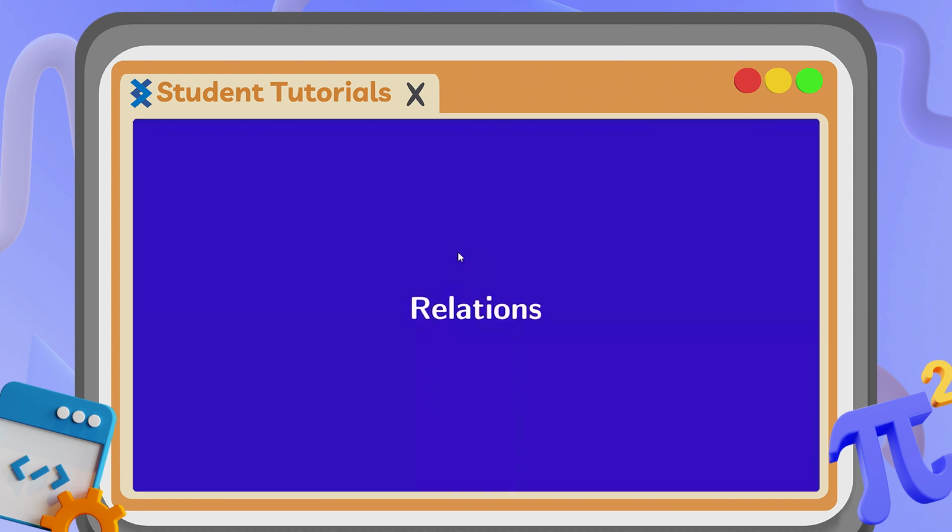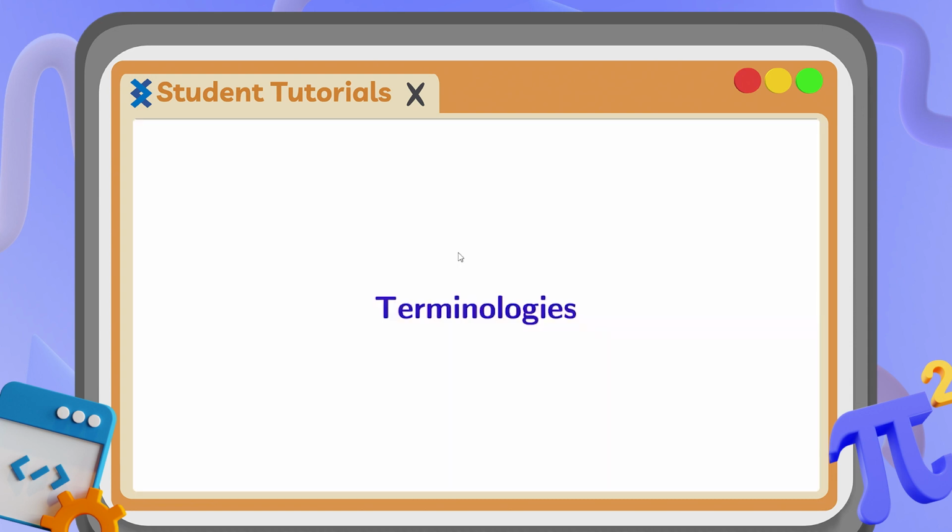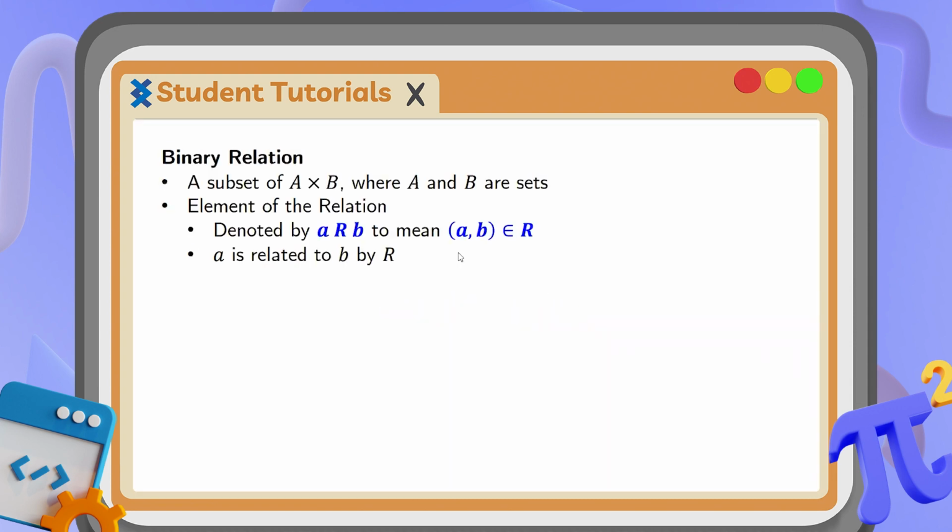Hello, this video will be about relations. So first, let's focus on the terminologies. A binary relation is a subset of A times B, where A and B are sets. An element of the relation is denoted by a R b to mean that the ordered pair (a, b) is in the relation, or a is related to b by R.